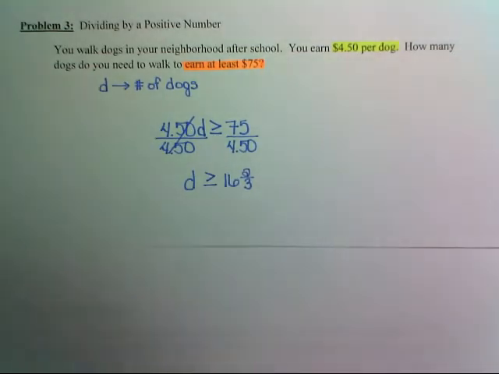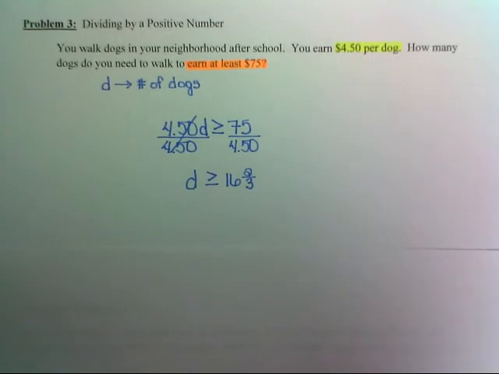Now, let's think about this logically though. Have you ever walked 2/3 of a dog? Now I know some of you make jokes, well, it could be missing some legs or that kind of thing. True, you could maybe make an argument. But there's no such thing as 2/3 of a dog. So maybe we just want to walk 16 dogs.